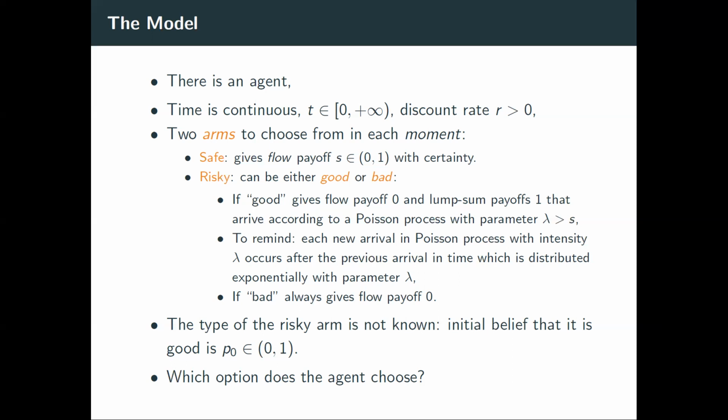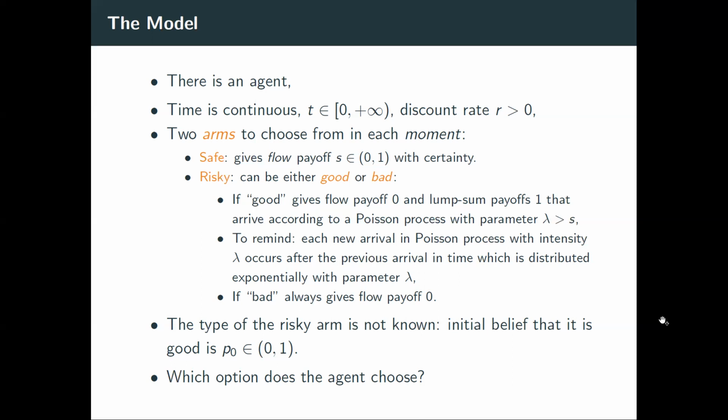If it's good, the following thing occurs. It almost always produces you zero. So it's like a pulse: 0, 0, nothing happens. And then at some random points in time, you actually have arrivals. So you kind of have a lump sum which is given to you, and this lump sum is equal to a payoff of 1. It can be an arbitrary number, we just normalize this payoff to 1.